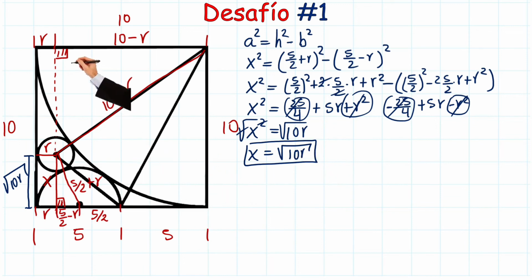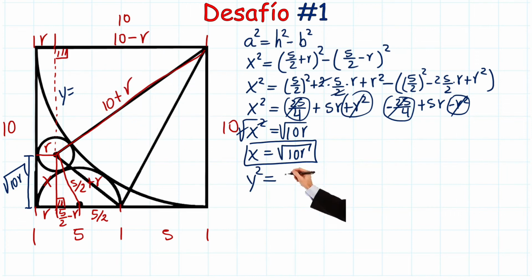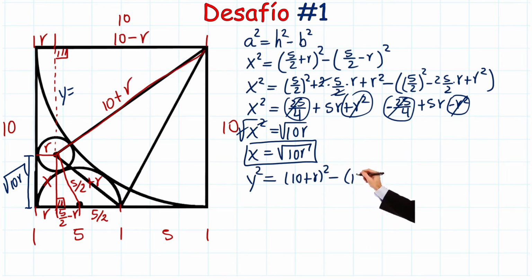What we are going to do now is to find this red part here, this red line, which I'm going to call y. So we have the side of this right triangle and we have the hypotenuse. It's the same as what we had here, one side and the other. So we are going to use the same formula to find y. Y squared will be equal to the square of the hypotenuse, that is 10 plus r squared, minus the square of this side, 10 minus r squared.